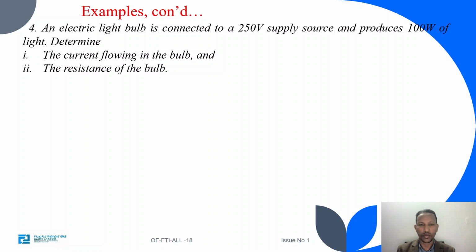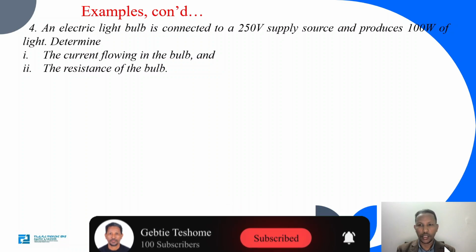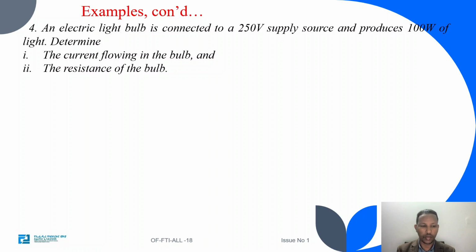And we did three examples. Now let's add the remaining two examples. That means the fourth one, which says that an electric light bulb is connected to a 250 volt supply source and produces 100 watt of light. So we are asked to determine the current flowing in the bulb and the resistance of the bulb. Okay, so let's do this solution.